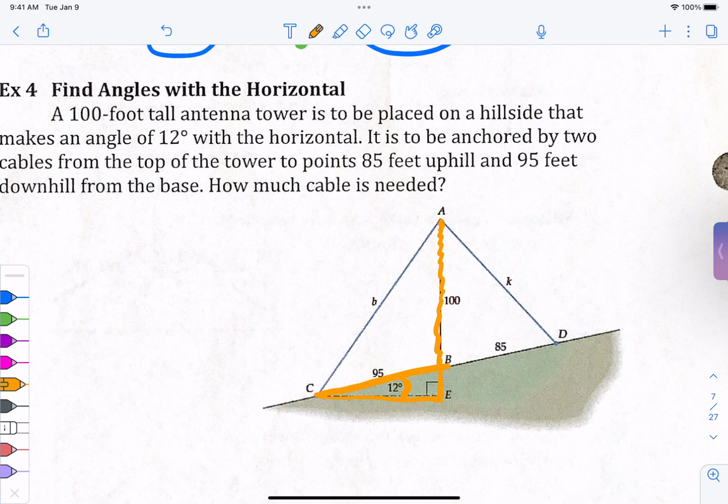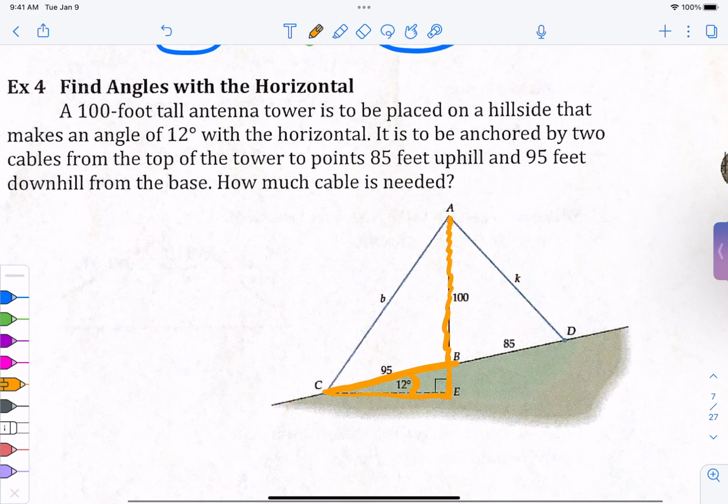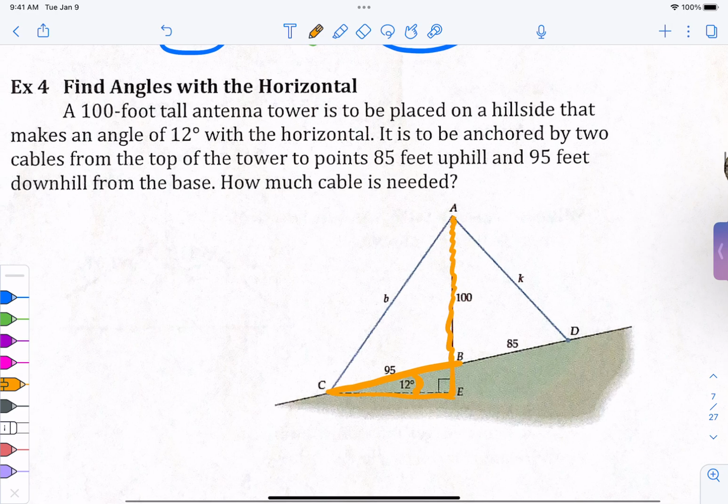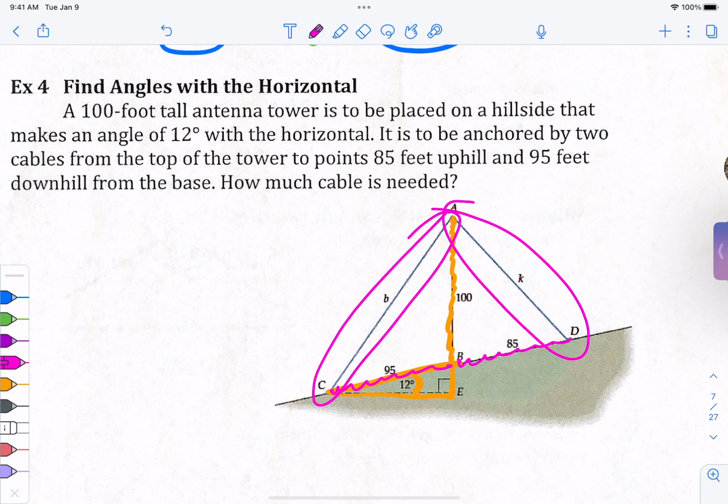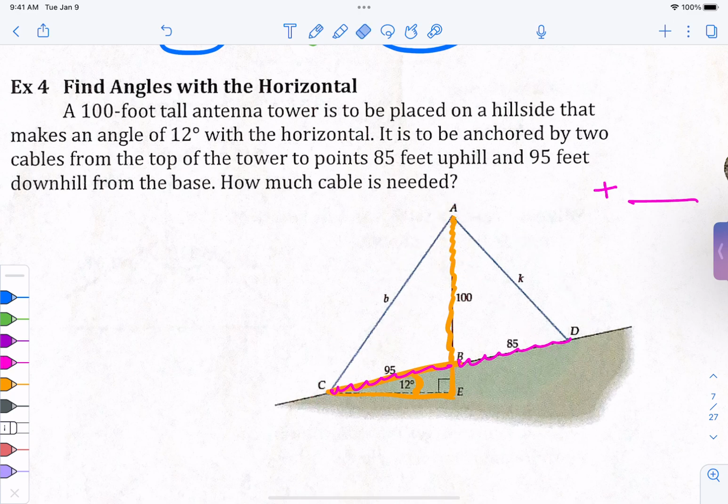It is to be anchored by 2 cables from the top of the tower to points 85 feet uphill and 95 feet downhill from the base. So this distance is 95, this distance is 85. How much cable is needed? Where are our cables located? B is a cable and K is a cable. So total cable is the first cable plus the second cable. We're going to find those 2 lengths.